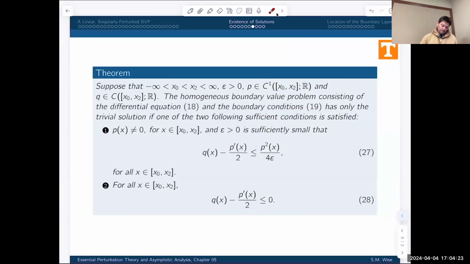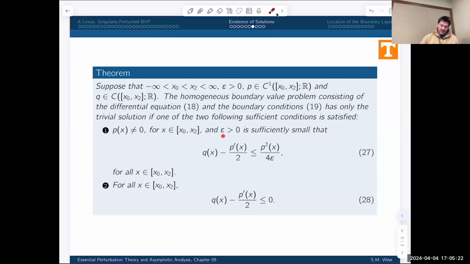Oh no, sorry, I said that wrong. This homogeneous boundary value problem has only the trivial solution if one of the following two sufficient conditions is satisfied. If I know one of these two things happens, then I know that 18 and 19 has only the trivial solution, and that tells me a cascade of other things as well. Here's the first condition. Suppose that P of X is not equal to 0 for X in x0 to x2. P is a C1 function that's never equal to 0. That means it's either strictly positive or strictly negative on the interval.